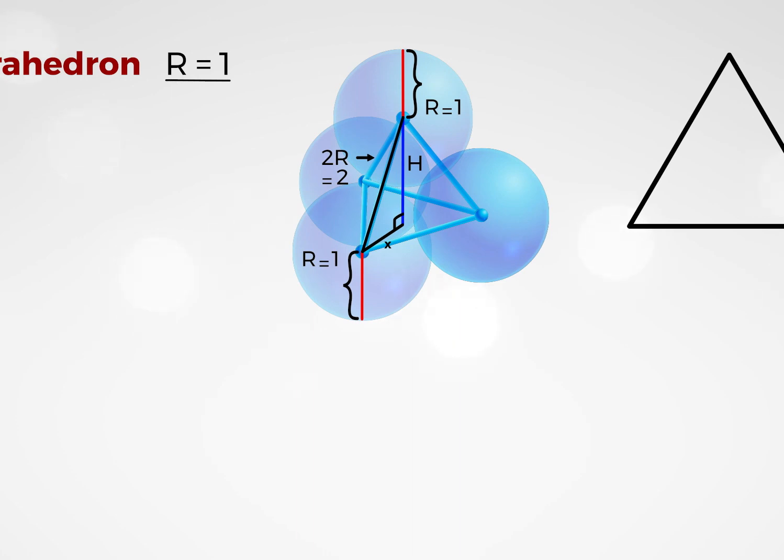And this is an equilateral triangle. Why? Because each side represents the distance between two centers. And the distance between two centers is 2 times the radius. And since the radius is 1, the distances are all 2. Now, where inside this triangle does the base touch?